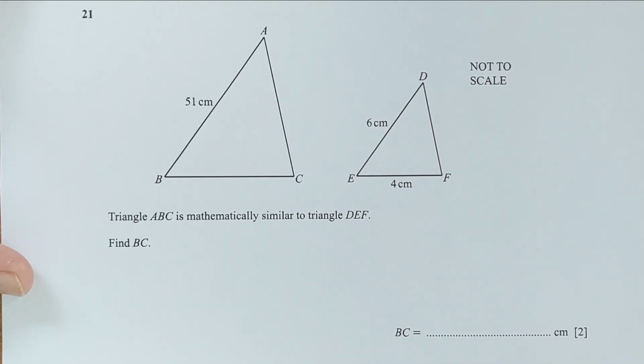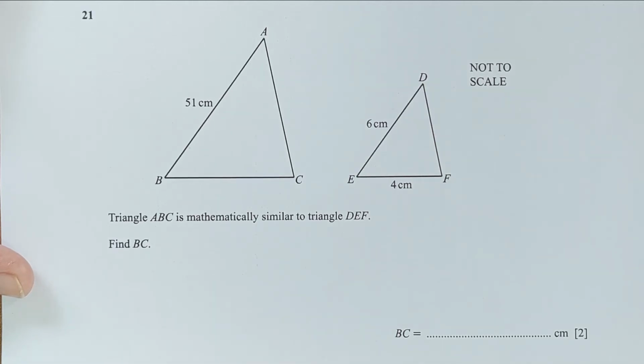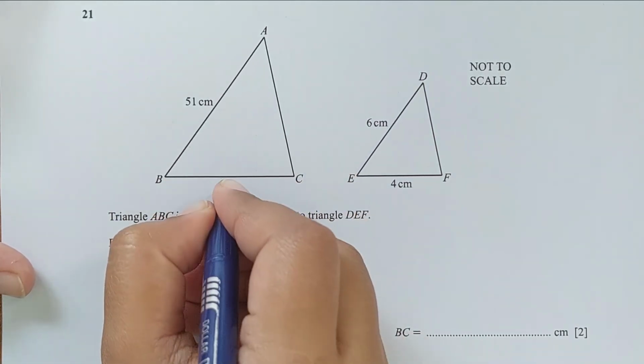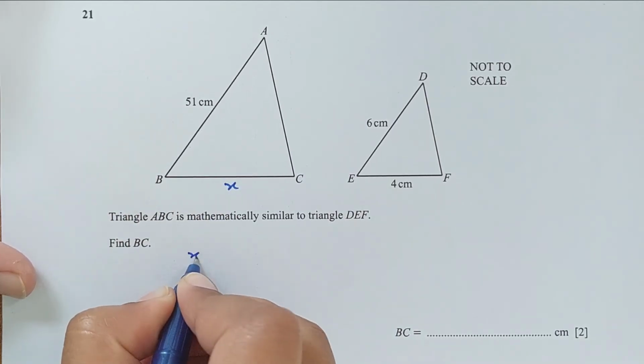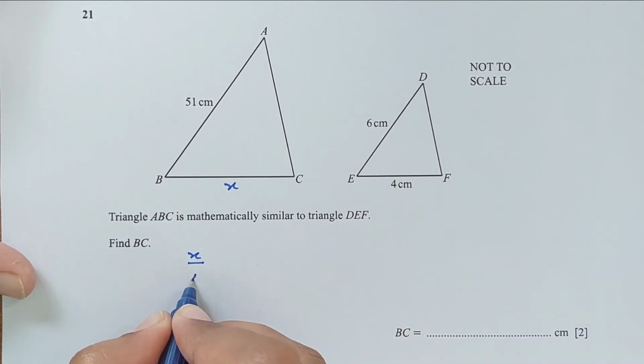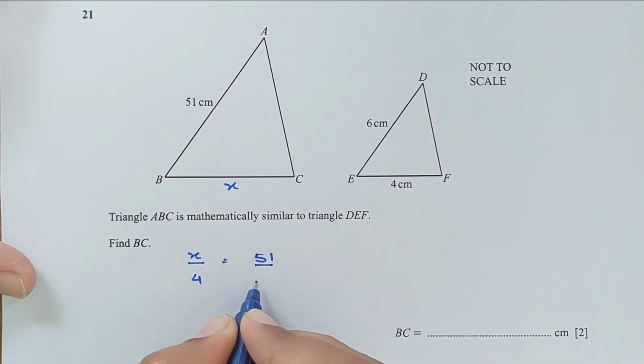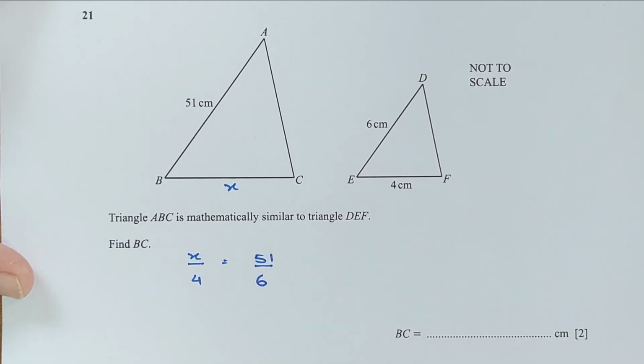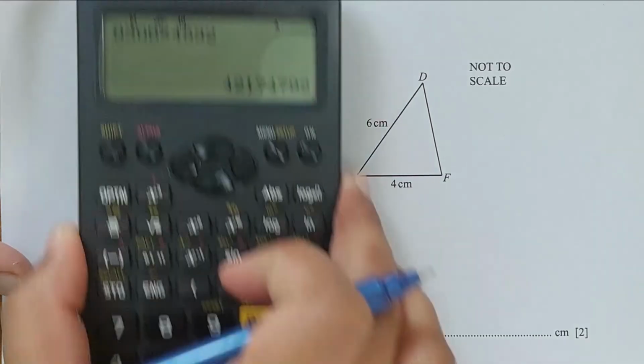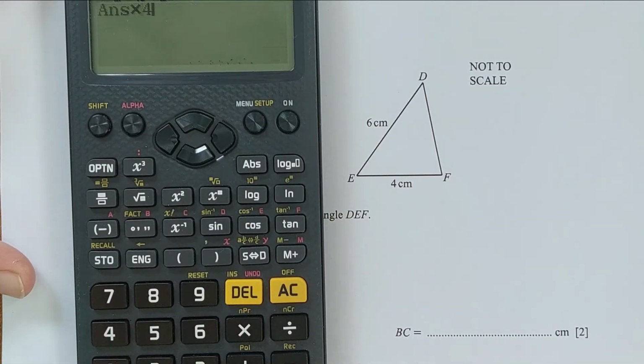Question number 21. The triangle ABC is mathematically similar to triangle DEF. Find BC. BC we have to calculate. Let's say this is x. So BC is x over EF, which is 4, equals AB, which is 51, over DE, which is 6. If they are mathematically similar, the ratio of the corresponding sides are the same. So x is 51 over 6 times 4. 51 divided by 6 times 4 is 34 centimeters.